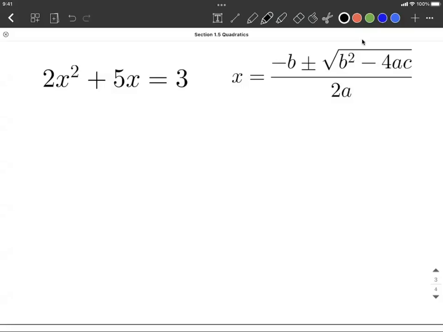Okay, let's try to solve this quadratic equation. And to do so, I'm going to utilize the quadratic formula on this one. I believe we could factor it, but let's go ahead and use the quadratic formula. All right, so to get going on this, what we want to do is get 0 on one side. So I'm going to subtract the 3 and move it over to the left-hand side with everything else.